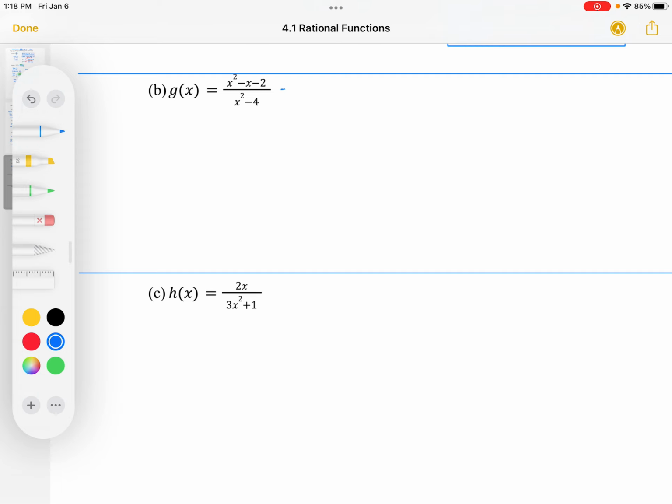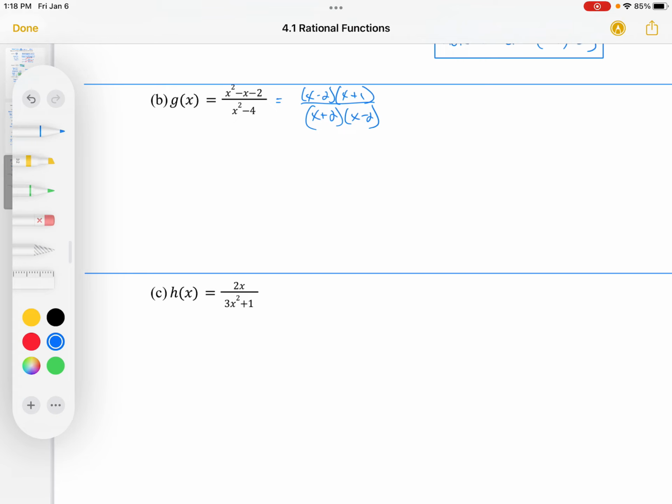So the next one is not factored, so we want to make sure that we factor that before we start. Okay, so now we're looking for a hole. Now notice, we have the same factor in the numerator as we do in the denominator. So we're going to have a hole at x minus 2 is equal to 0. So if we solve this, we have a hole when x is 2.